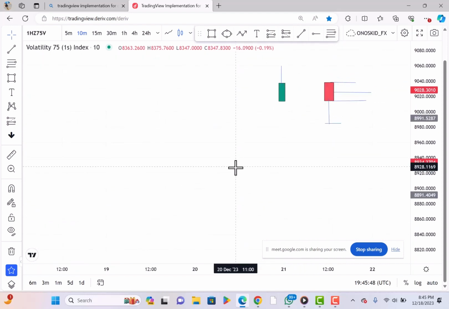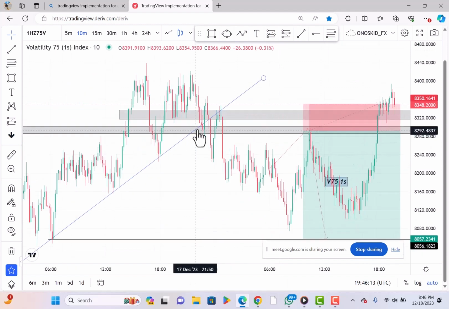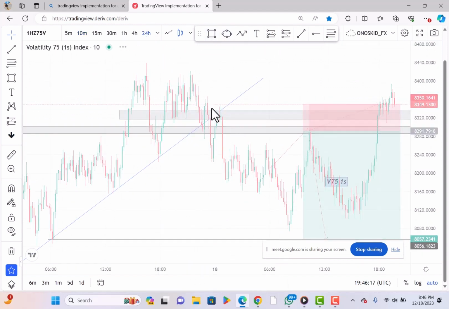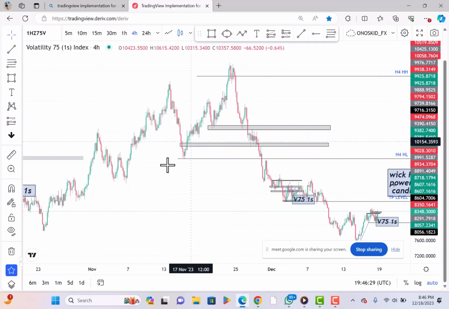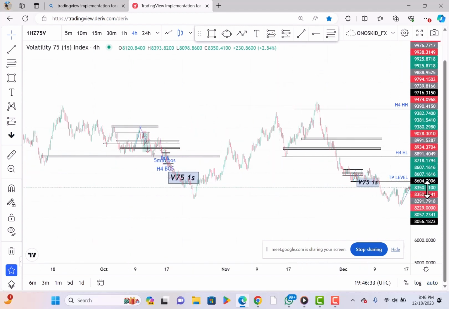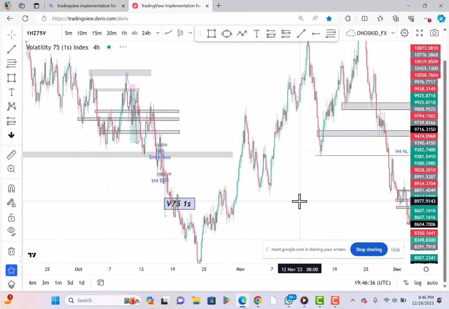All right, so I will just take you through the chart and show you, like I said, the implication of wick rejection. Whenever you see a wick rejection, it's telling you that there is a presence of an opposing force. That is just the significance of wick rejection. And I'm just going to show you how important it is on the chart now. Let me take this to the higher time frame. Okay, this is the 4 hour chart.